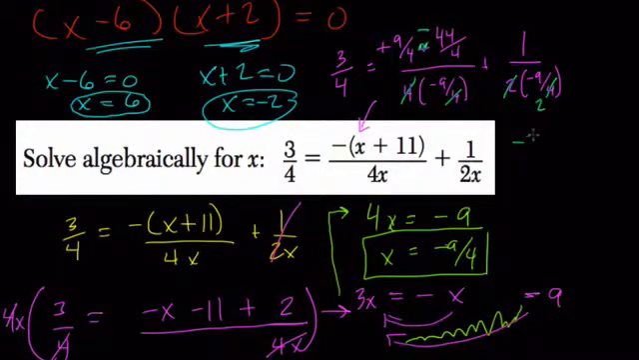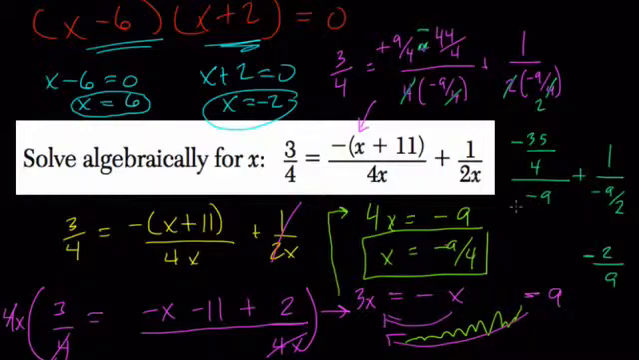So negative 35 over 4, right? And that's over what? Over negative 9 plus 1 over negative 9/2. So clearly this is not a very friendly problem, but we can deal with it. 1 divided by negative 9/2, multiplied by the reciprocal, is negative 2/9. Here, divided by negative 9, I'm going to multiply by the reciprocal and get negative 35 over 4 times 9, but negative 9 really, so it's going to be plus, right?